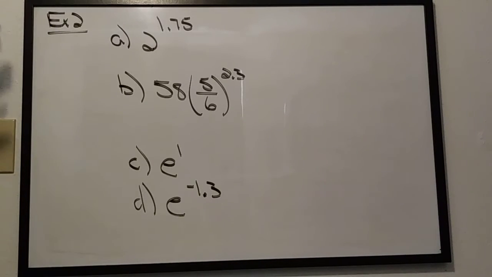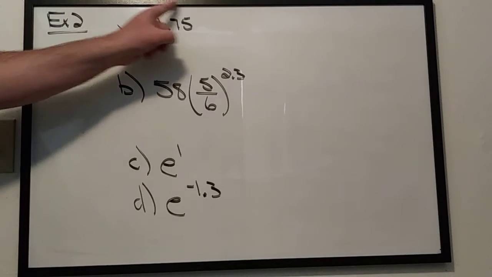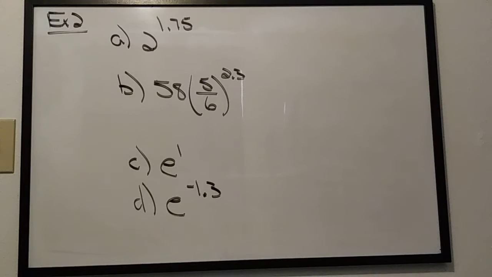So in example 2, not only are we going to be thinking about calculating or evaluating exponential functions, but also thinking about how to incorporate the calculator into that process. So as you look at example 2a, we have 2 to the 1.75. Well, we already talked about how to calculate something where we had 2 to a nice integer value, but if we have a decimal answer like this, we're going to need our calculator to help us out a bit.